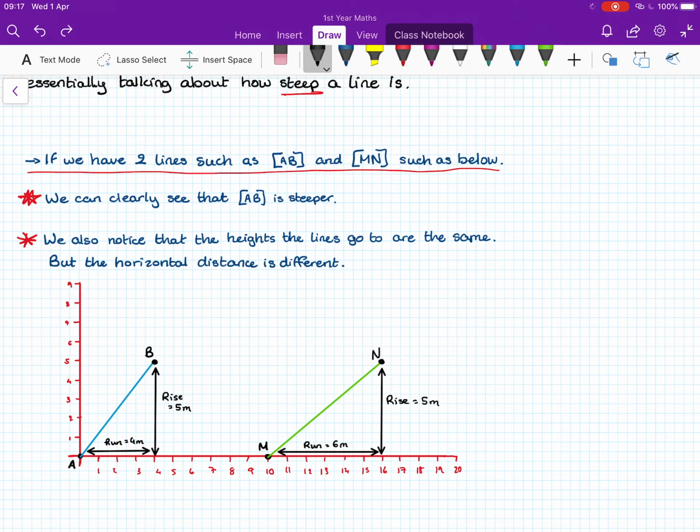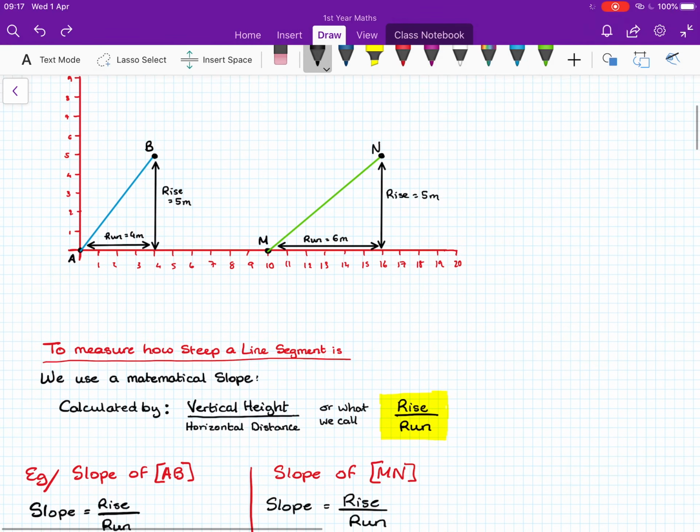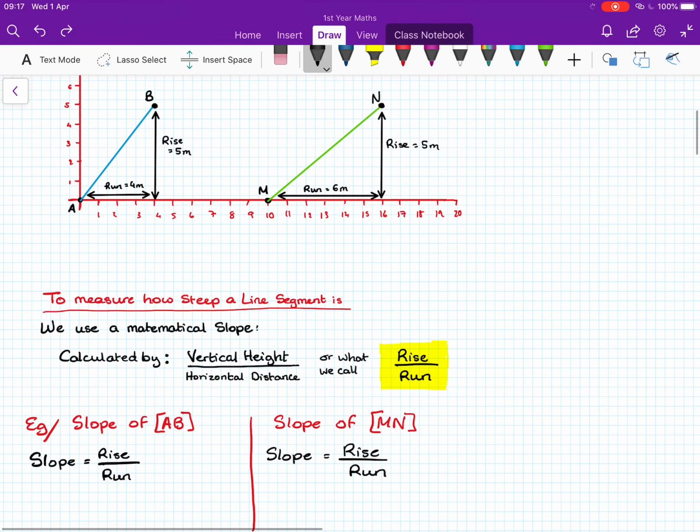But how do we measure that? So we've got two formulas that we use. The first one is called the rise over the run. Both measure the slope, but it just depends on what we get given in the question. So if we're given a graph like this, we would use the rise over run formula here at the bottom, where we have the vertical height, which is our rise, over our horizontal distance, which is our run.